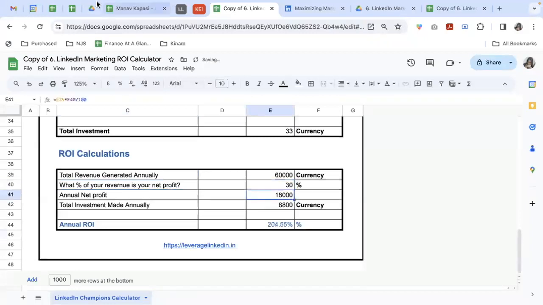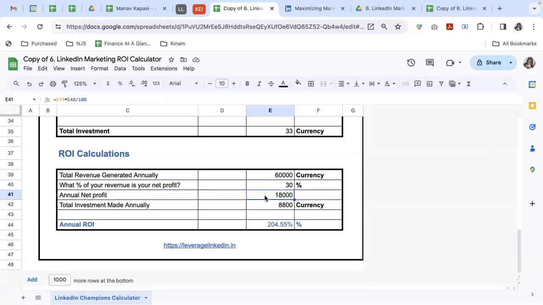So what would be the annual net profit that you have? It is a simple formula, which is 60,000 into 30 divided by 100. So it says out of 60,000, your net profit is 18,000. Now, because the ROI is always calculated on the net profits, that is the reason we are doing this.